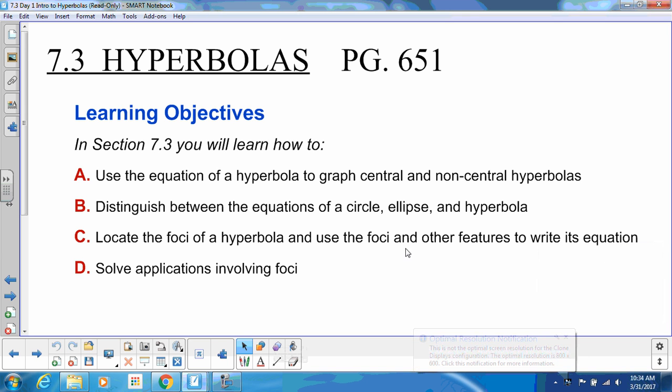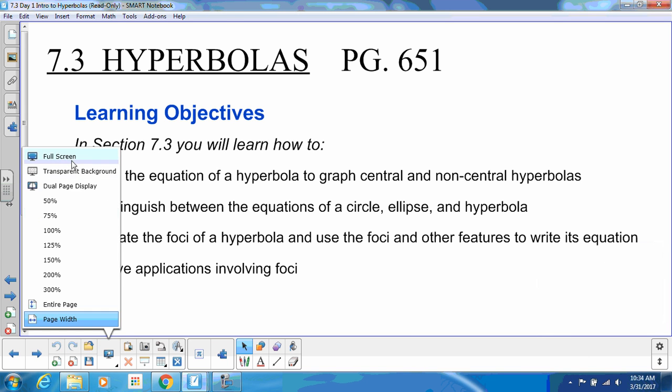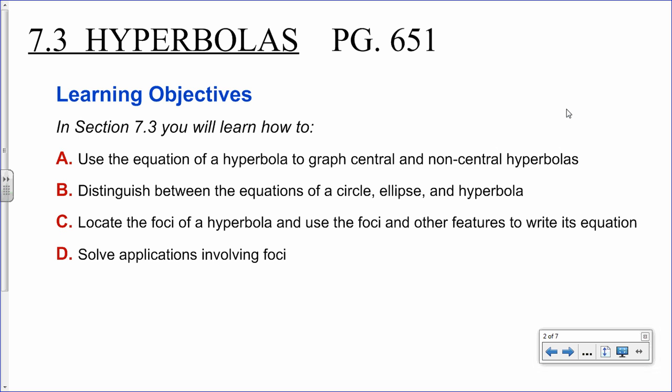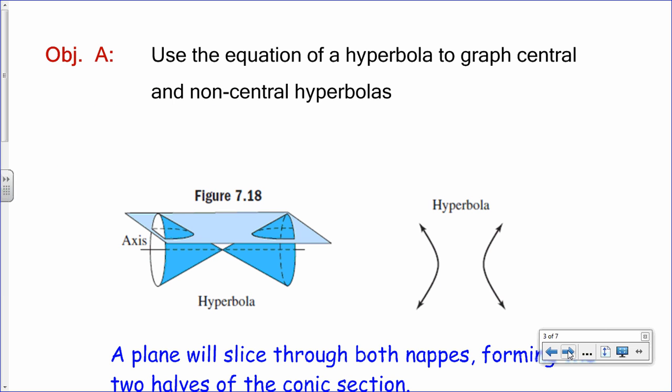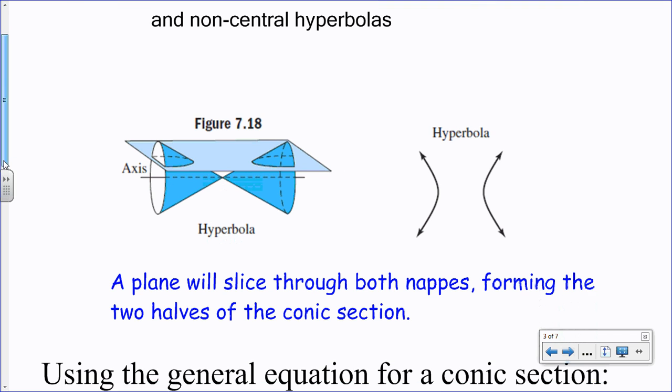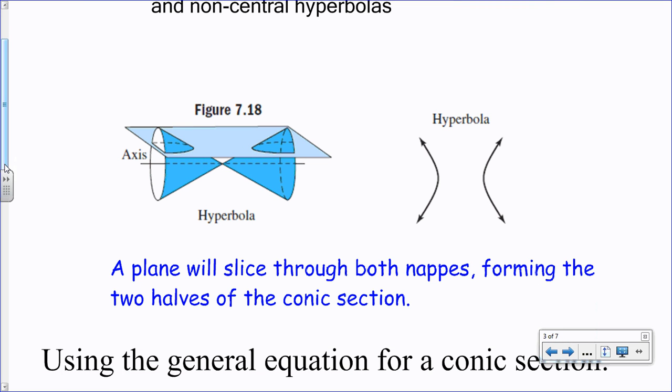Okay, so 7-3. On Wednesday, we just briefly started this, so you should have this first part written down. We talked about how we get a hyperbola here. It's from the two cones and then a plane intersecting both. It looks like a double parabola.